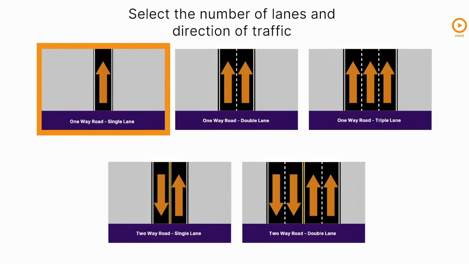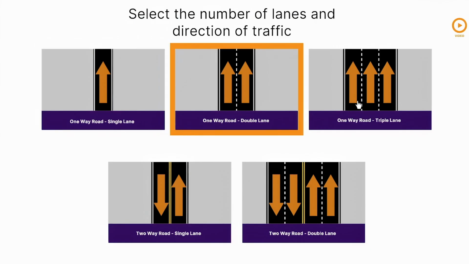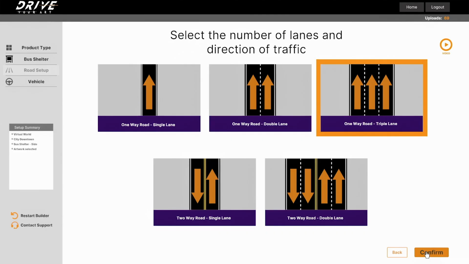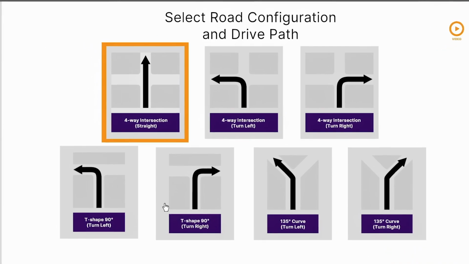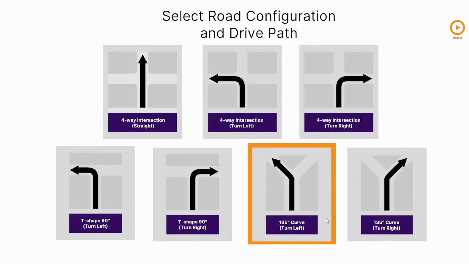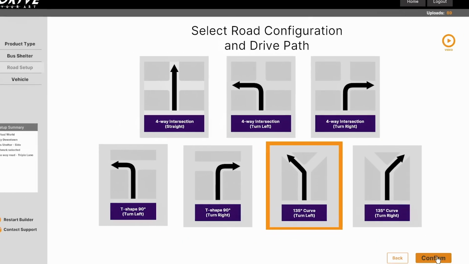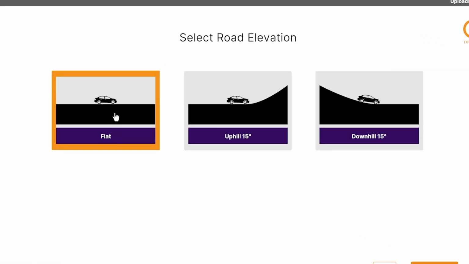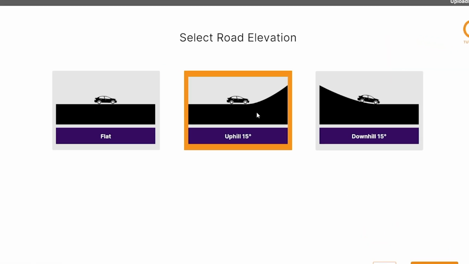Now you can customize the road layout. To start, select the number of lanes and direction of traffic. Select your road layout by clicking the option you want. Click Confirm. Next, you can configure the drive path that your vehicle will take to view your bus shelter artwork. Select your drive path by clicking the option you want. Click Confirm. On this screen, you can decide if you want the road to be flat, uphill, or downhill.